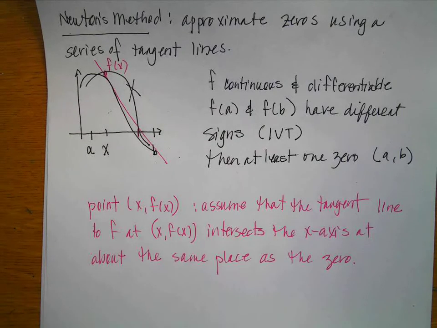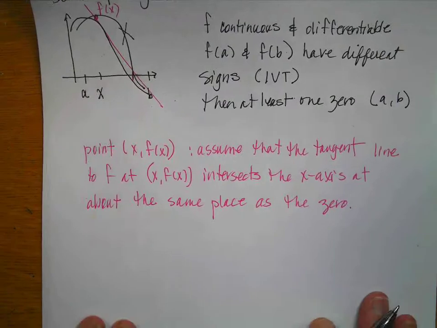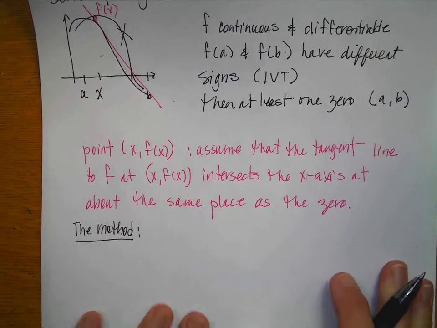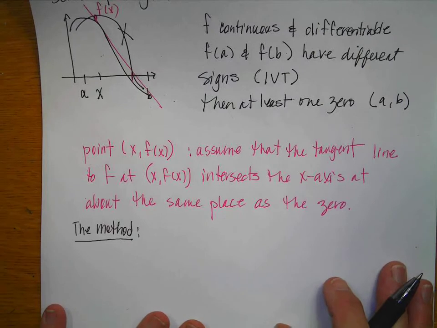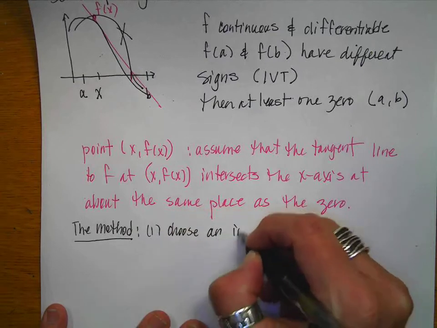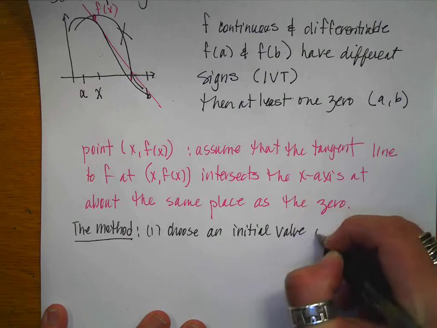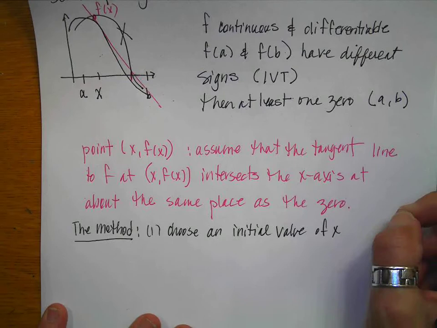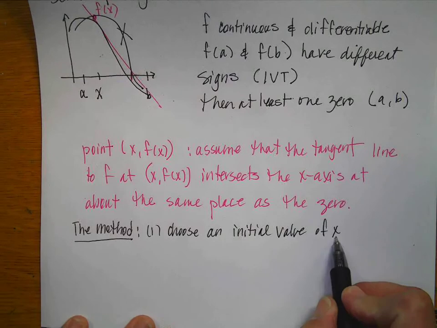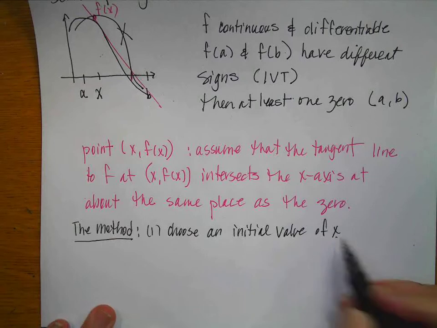Okay, so the first thing that I'm going to do before we actually start doing this is write down the method. And this is going to be one of those things that will always show up on a calculator portion of your test because the calculations are a little bit gruesome. So the first thing that you're going to do is choose an initial value of x. Sometimes, and I know this is a little bit defeating, you have to graph the original function and find the actual zero, and then choose a value that's close to it. So this is showing a way of approximating a zero.